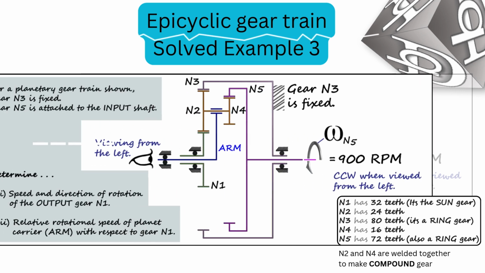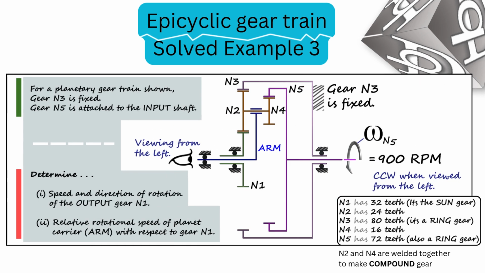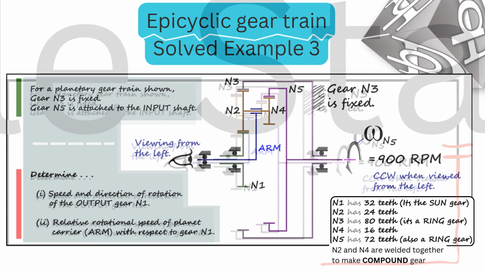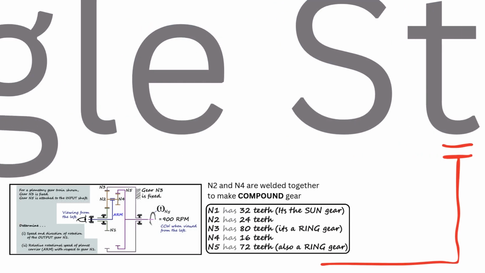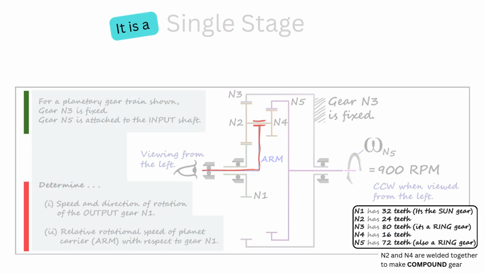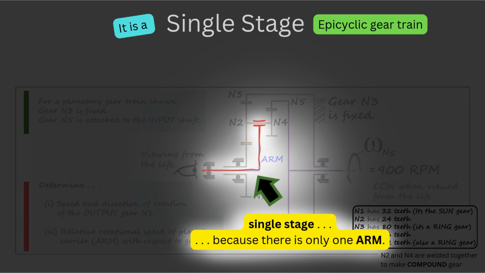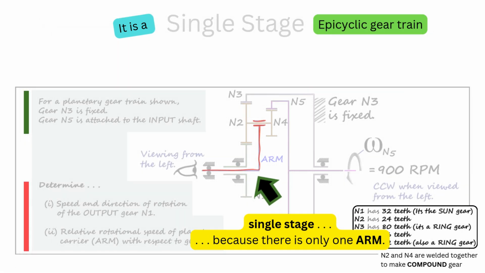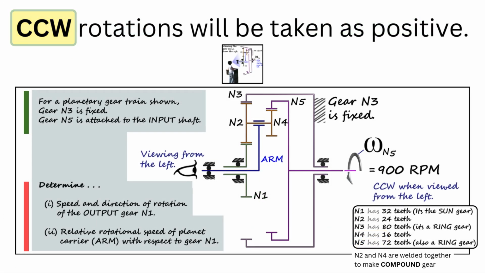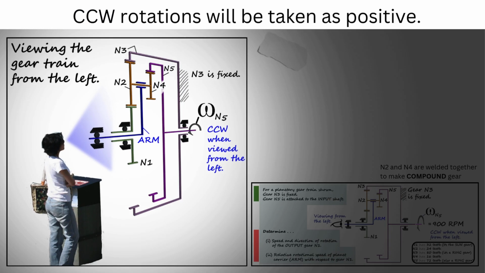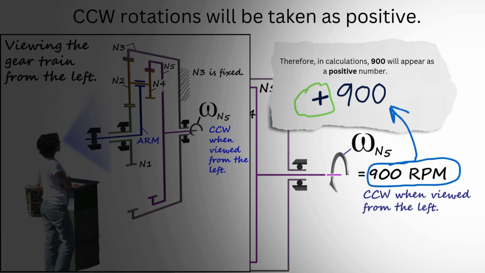Welcome friends to example 3. Pause the video to look at the diagram and take your time and absorb the information displayed on the diagram. Single stage means we are dealing with a singular epicyclic gear train as opposed to two or more epicyclics coupled together. Viewing the gear train from the left, counterclockwise rotations will be taken as positive.